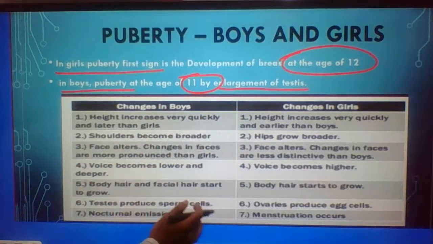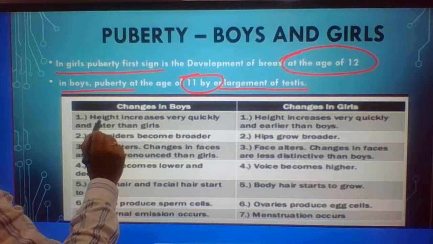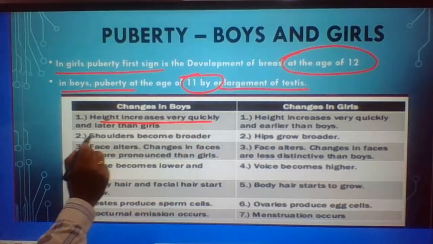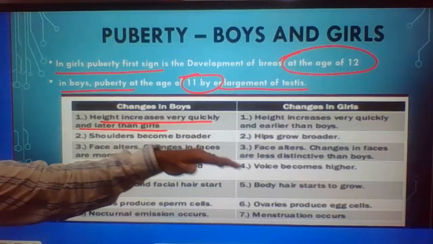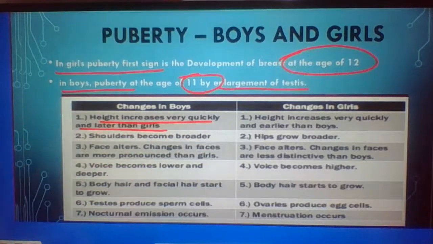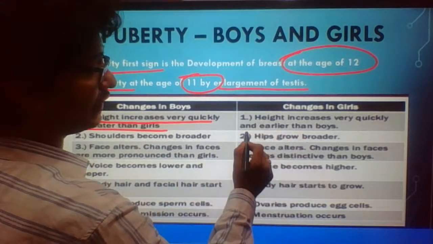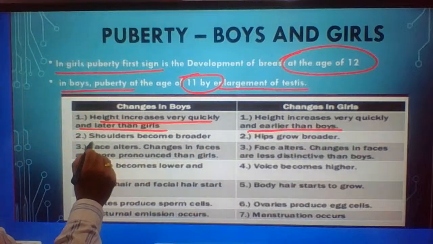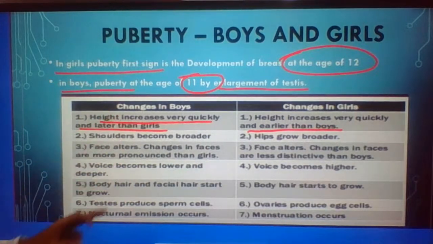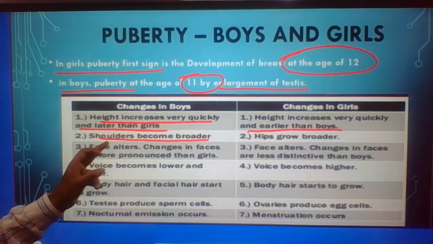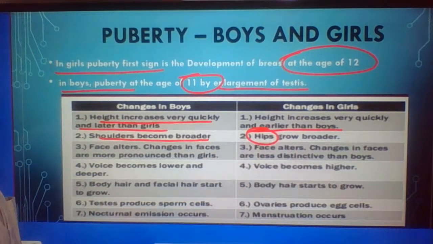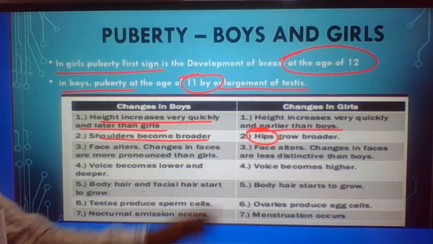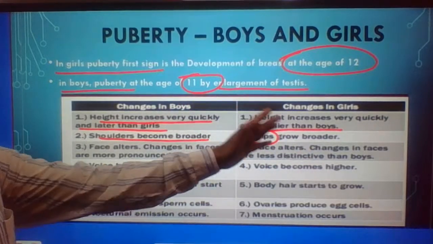Okay, changes in boys and changes in girls. Boys' height increases very quickly, and later than the girls. When you compare boys with girls, the boys' height increases more. Height increases very quickly and earlier in girls. In boys, the shoulders become broader. This is one of the important signs that the boy attains puberty. Here, not the shoulders, hips. Hips will become broader in the case of a girl. This is actually a secondary sexual character, like the hips becoming broader.